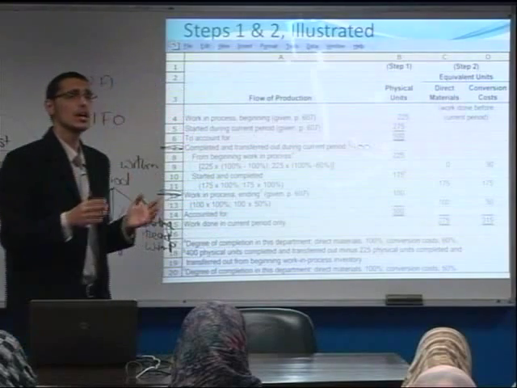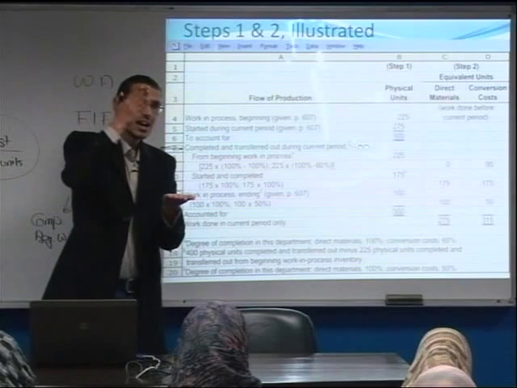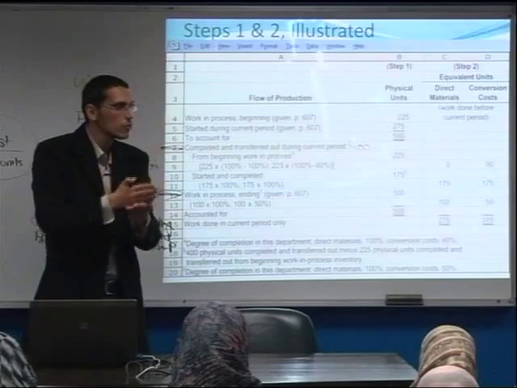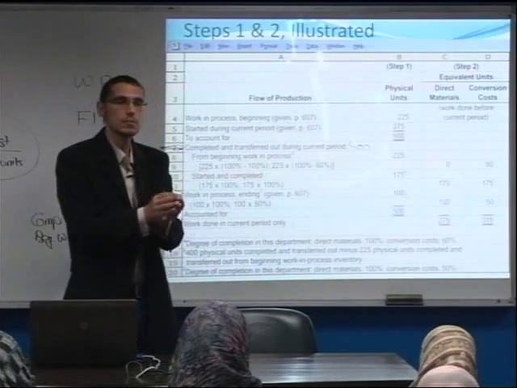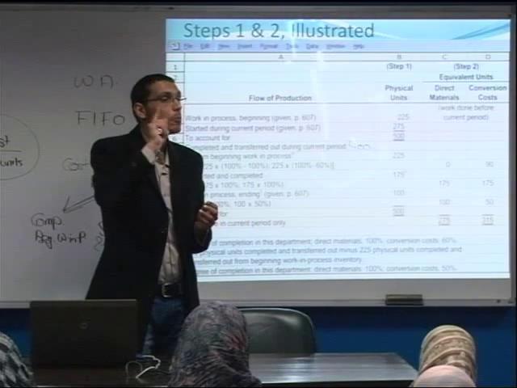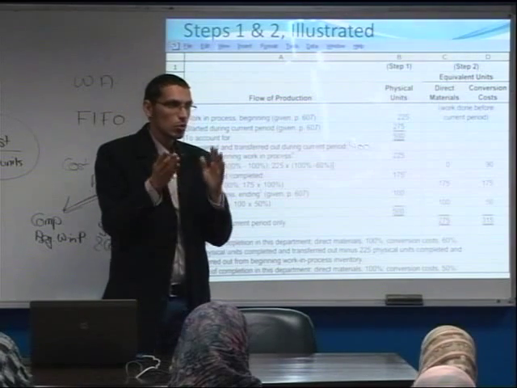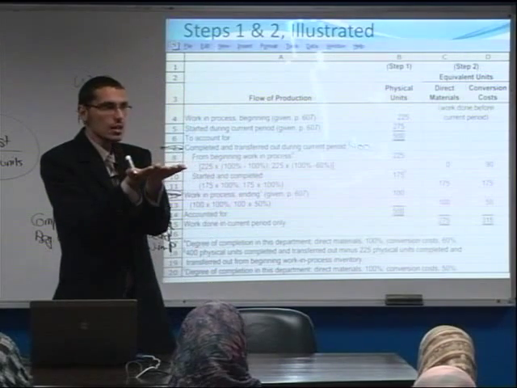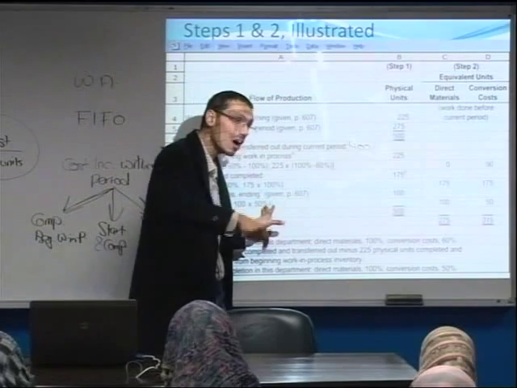And according to our example, they said that this ending work in process has reached only 50% of completion. Therefore, for the conversion cost, we are going to multiply by the 50%, which is the percentage of completion or the work done within this period. Because the 50% within this period is the same as the 50%, because it is in the half. We are now talking about the 50% that is incurred within this period.